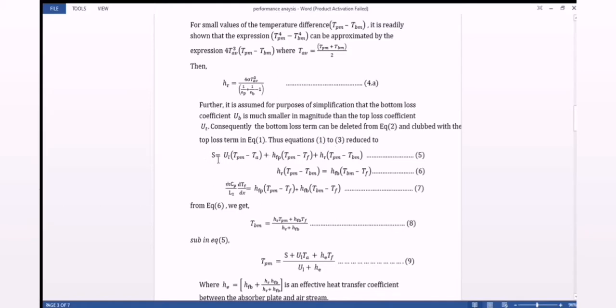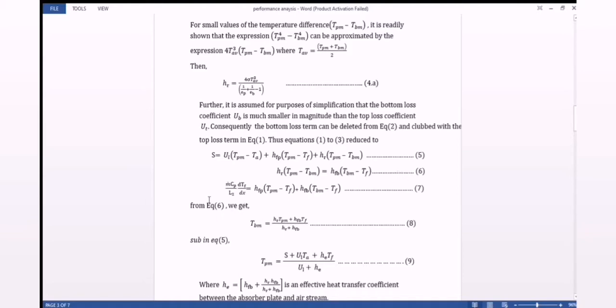Here, equation 1 can be reduced to S is equal to UL into (TPM minus TA) plus HFP into (TPM minus TF) plus HR into (TPM minus TBM). The second equation can be reduced to HR into (TPM minus TBM) equal to HFP into (TPM minus TF). Equation 3 can be reduced to m dot Cp divided by L2 into dTF divided by dx equal to HFP into (TPM minus TF) plus HFP into (TBM minus TF).